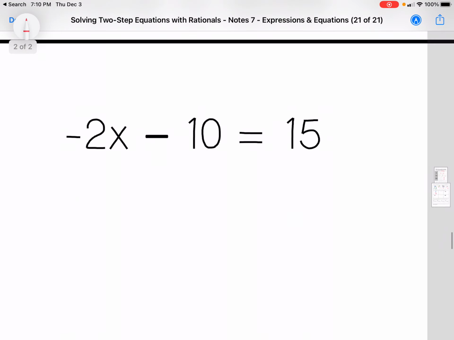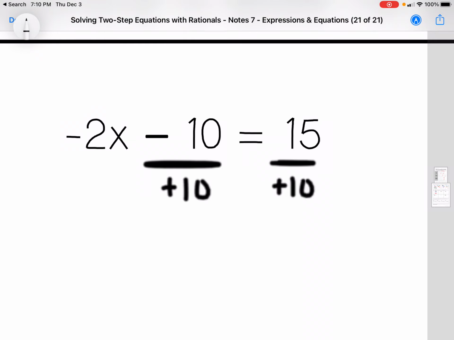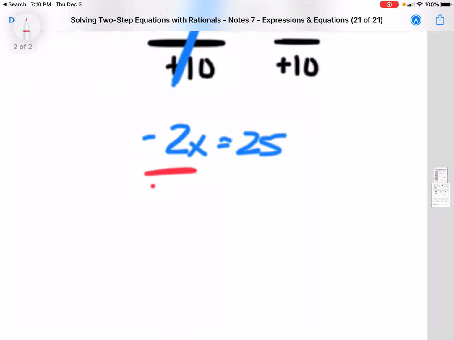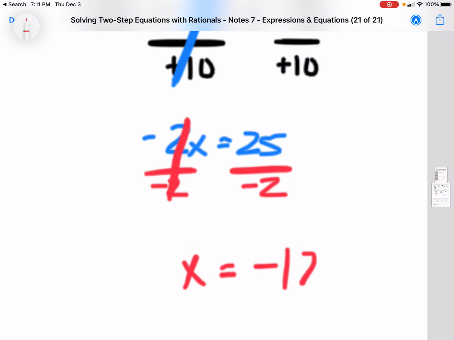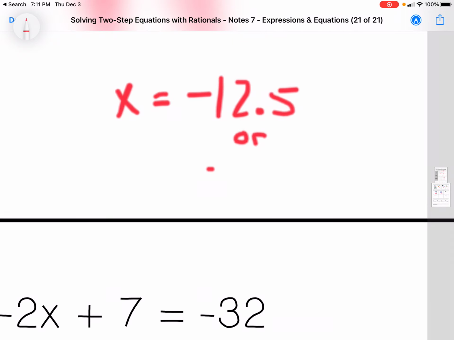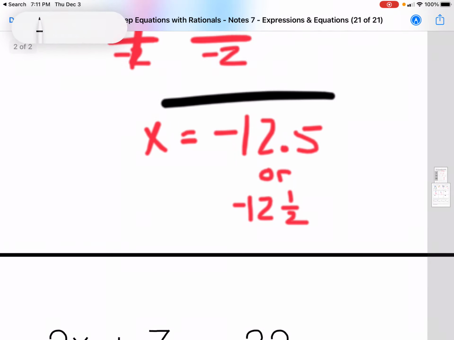Number 12. Again, the same process, like terms. Take -10 to the other side. How do I do that? I add. Those cancel. Left with -2x equals 25. -2 times x. So what is the opposite? Dividing by -2. Those go away, and I'm left with x is going to equal -12.5 or -12 1/2. Either one, whichever way you like.